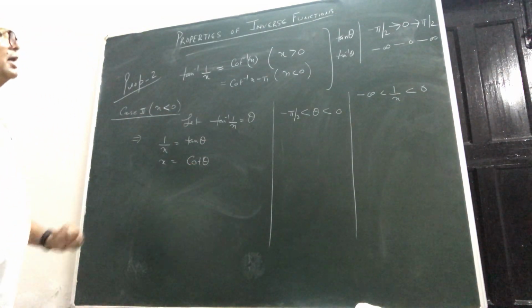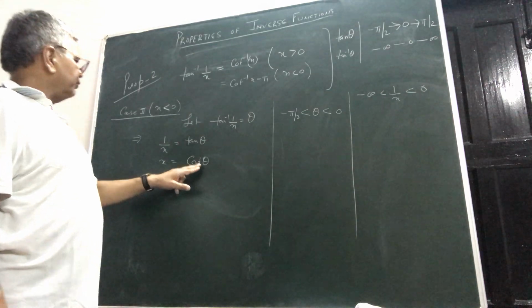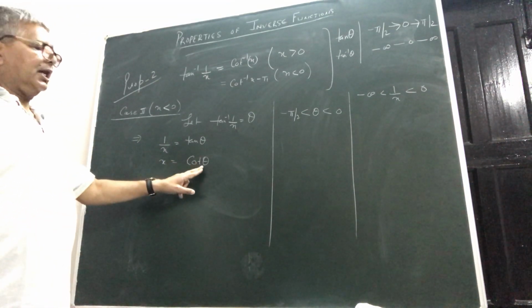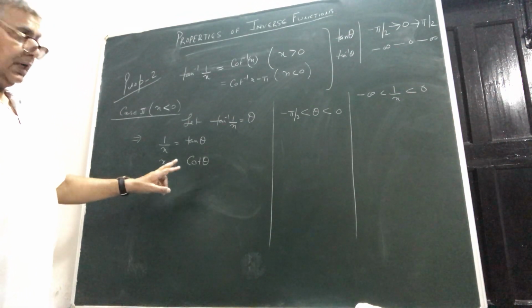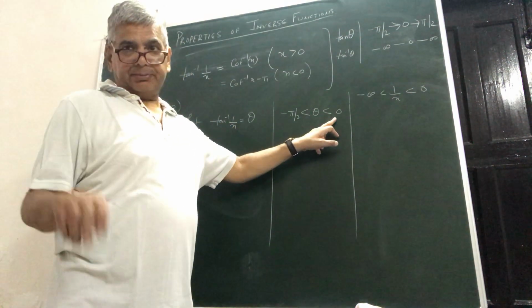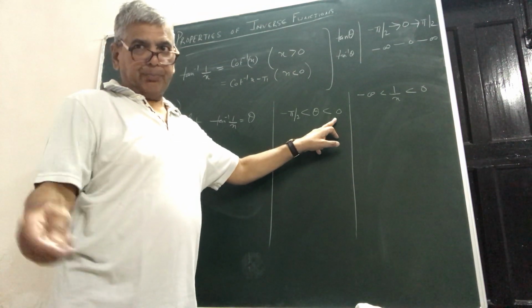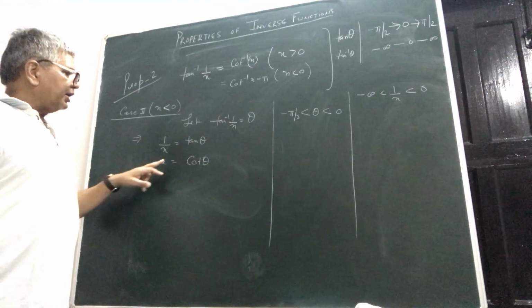Cot of theta. Now please see. Cot theta, if you take the cot inverse here, cot inverse x will be theta. So for cot inverse, theta is from minus pi by 2 to 0, whereas the principal branch of cot is 0 to pi. So this will not work. Please see, here you cannot take the inverse.